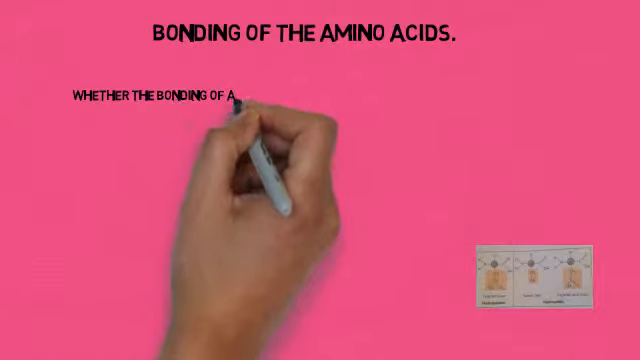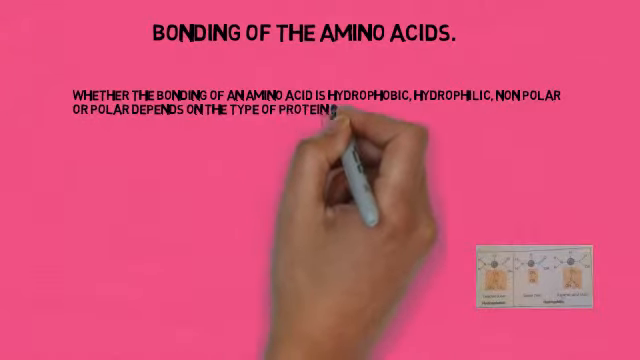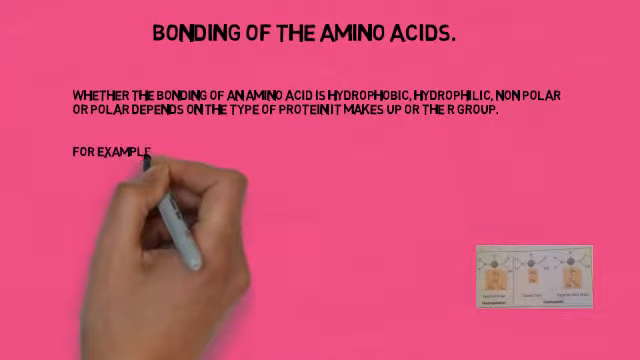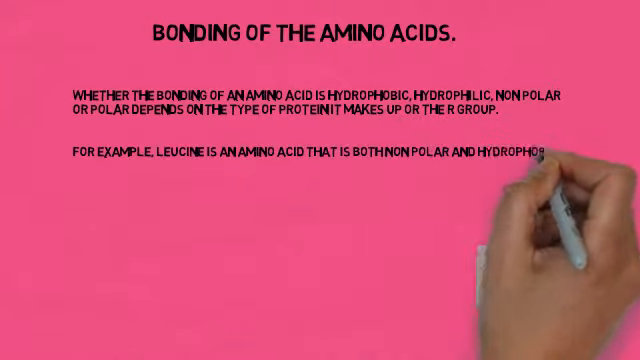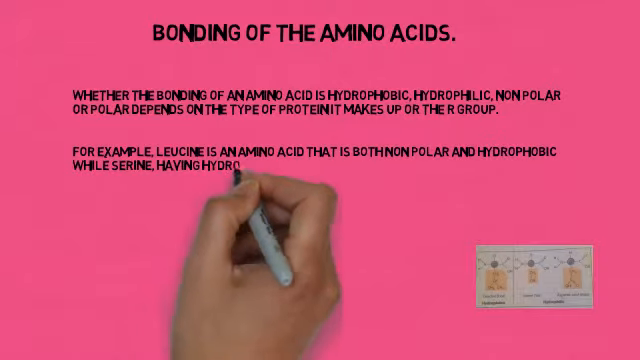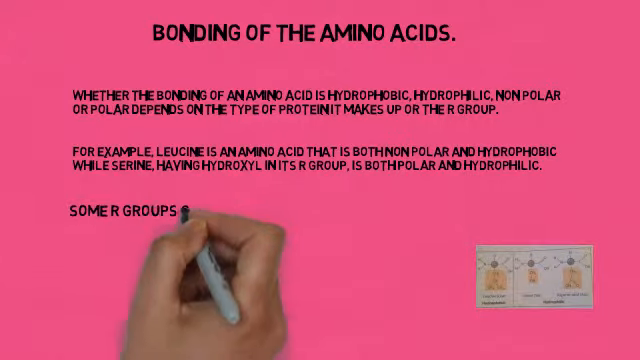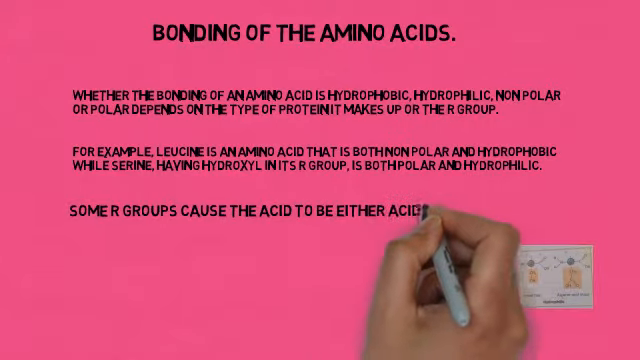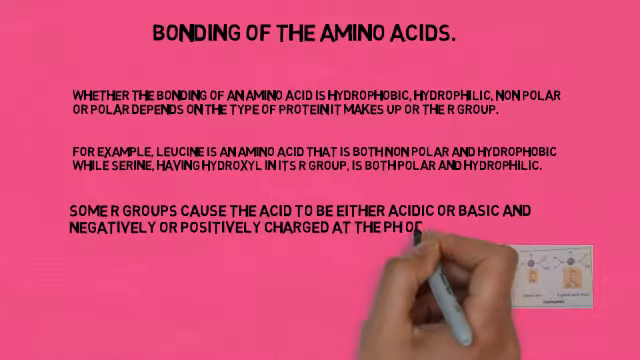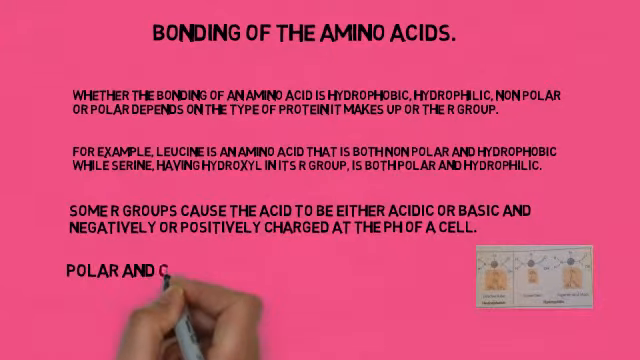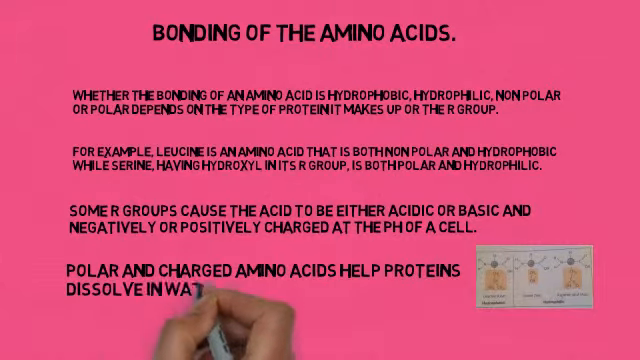Bonding of the amino acids. Whether the bonding of an amino acid is hydrophobic, hydrophilic, nonpolar, or polar depends on the type of protein it makes up, or their R group. For example, leucine is an amino acid that is both nonpolar and hydrophobic, while serine, having hydroxyl in its R group, is both polar and hydrophilic. Some R groups cause the acid to be either acidic or basic and negatively or positively charged at the pH of the cell. Polar and charged amino acids help proteins dissolve in water inside the cells.